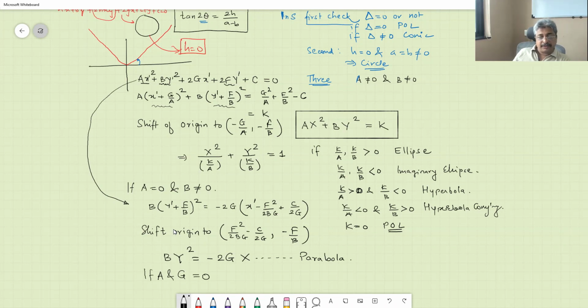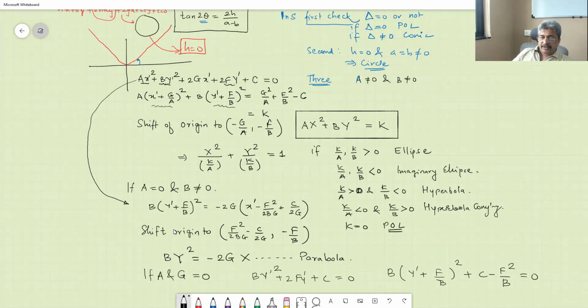Then this is a pair of lines, or maybe a pair of parallel lines, depending on C, which is already present there, right? So C is present. So if A is 0, we are left with b y dash square. G is also 0. So plus 2f y dash plus C is equal to 0. So you can always complete the square. B times y dash plus f upon b bracket square plus C minus f square by b is equal to 0. You will get this expression.